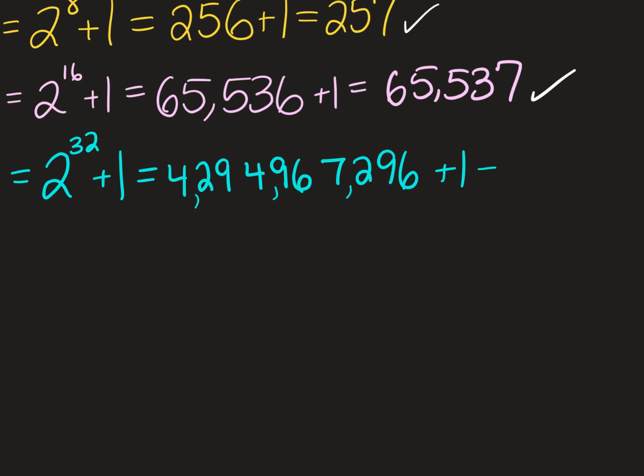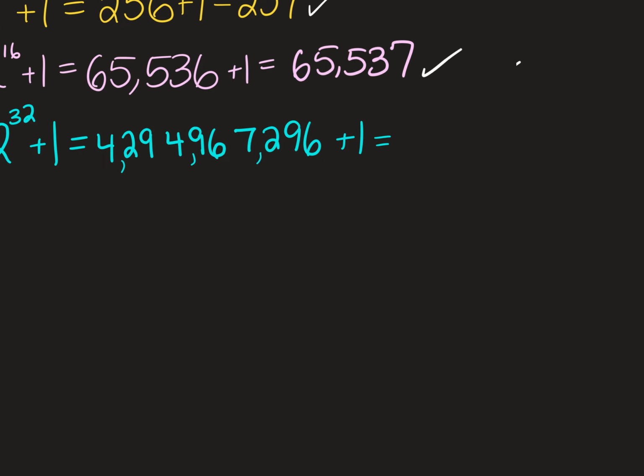Okay, and then we add 1 to that. That's easy, right? That part's not difficult. So add 1, and we get 4,294,967,297. Do you see the issue here? Fermat wants to show that this is a prime number.